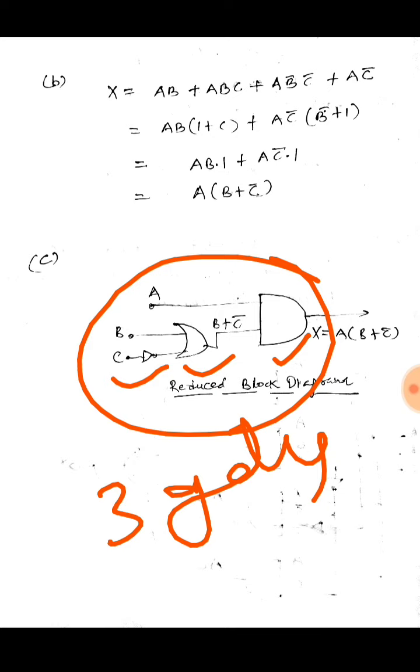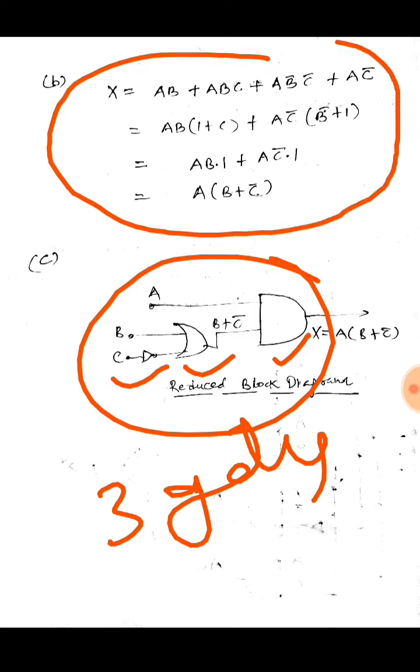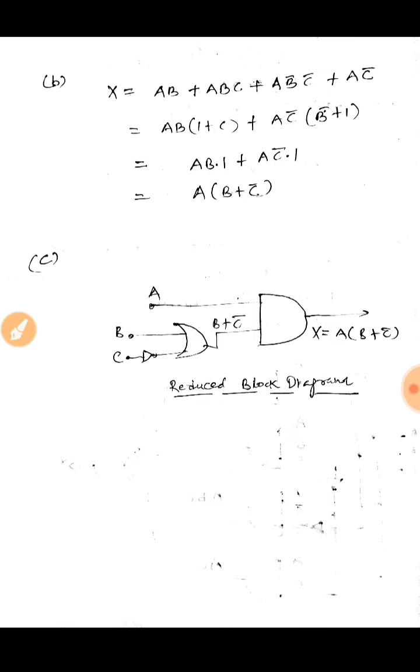So simplifying our logical function makes it easier to implement using a lesser number of gates.